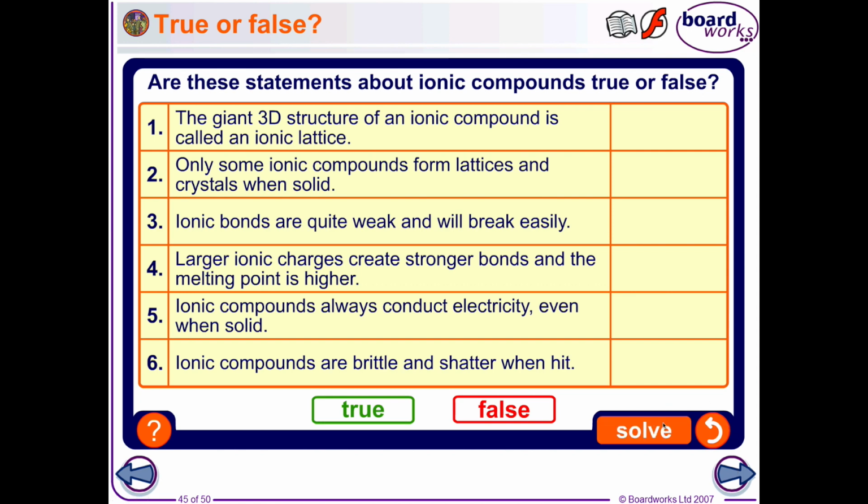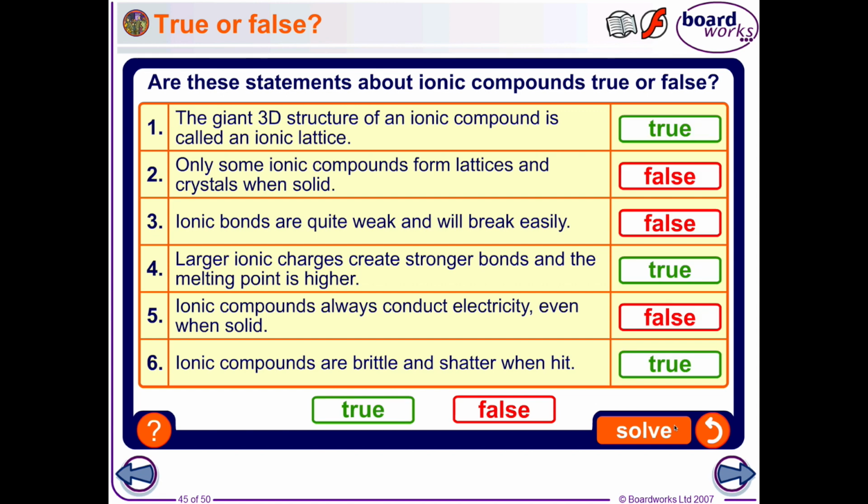Right, hopefully you've done that, and here are your answers. If you just want to check those off, hopefully that'll give a good indication of whether you've understood what we've discussed.